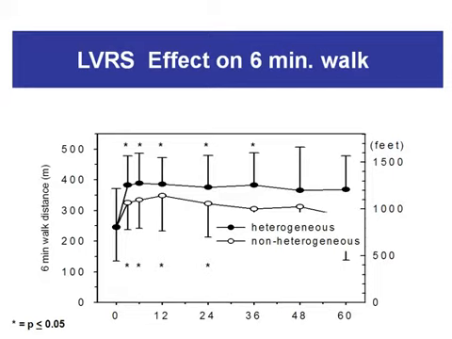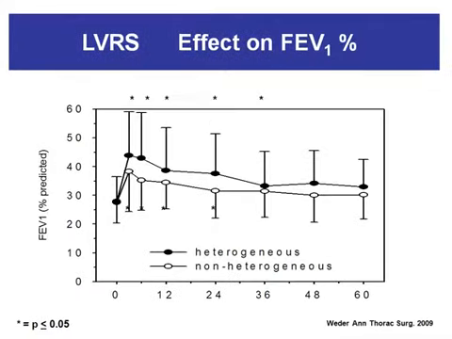Pretty much the same was seen in the 6-minute walk test, which started at the same baseline. More impressive improvement in the heterogeneous group, but a significant and long-lasting effect in the non-heterogeneous group. And if you look at the FEV1, almost 75% improvement in the heterogeneous, but the homogeneous also close to 40%, and it lasted over a longer period of time.